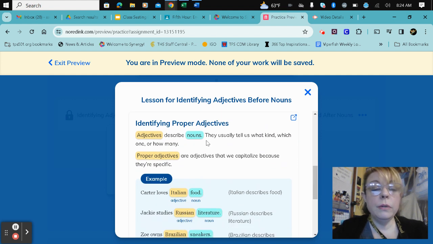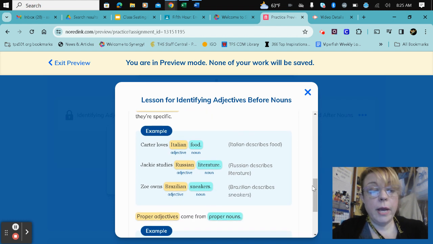Identifying proper adjectives. So we know that adjectives describe nouns. Proper adjectives are adjectives that we capitalize because they are specific, such as Carter loves Italian food. Italian is a proper word, so we do need to capitalize it because Italy is a name, so we would capitalize the I in Italy. Jackie studies Russian literature. We would capitalize the R in Russian because it derives from the word Russia, which is the name of a country.